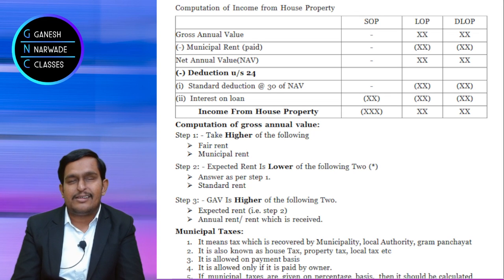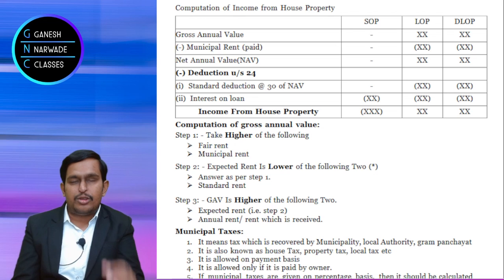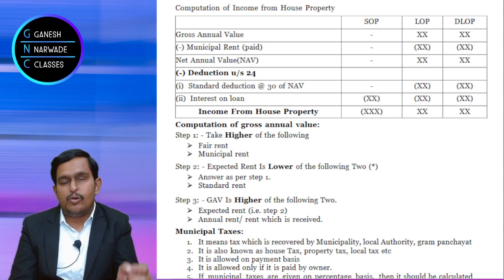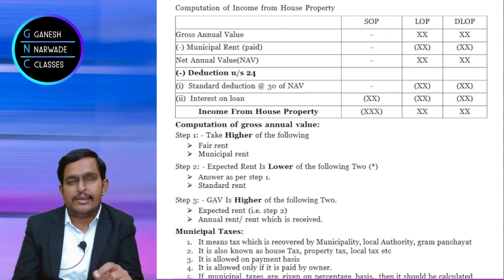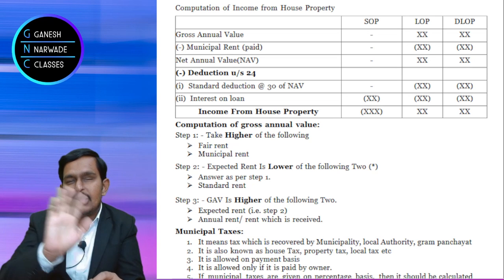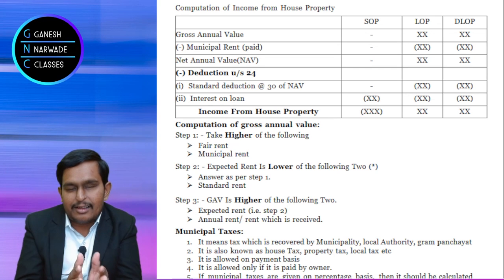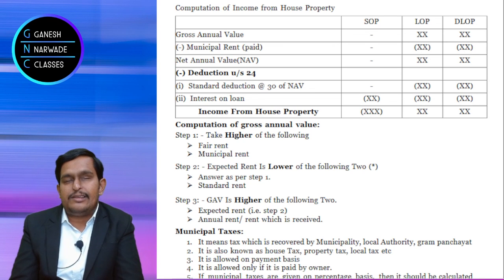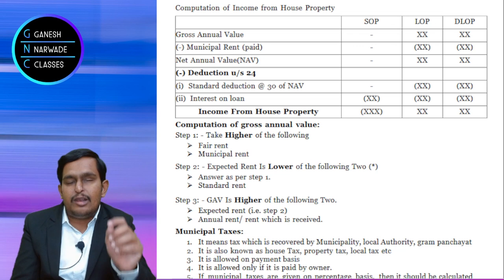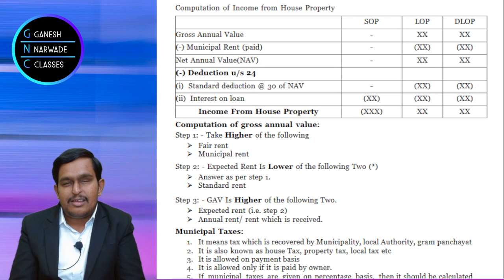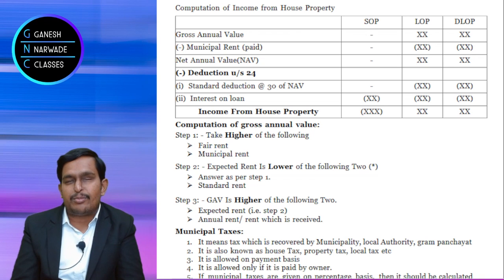Advance municipal tax is not allowed as a deduction. Suppose our previous year is 22-23. You paid municipal tax in 22-23 for 23-24, 24-25, 25-26; it is not allowed as a deduction in the current year. Advance municipal tax will not be allowed in the year of payment, but will be allowed in the year to which it pertains. Suppose 22-23 is our previous year.